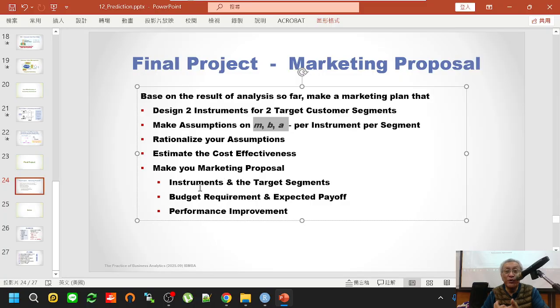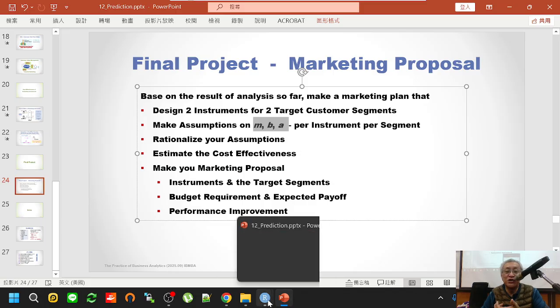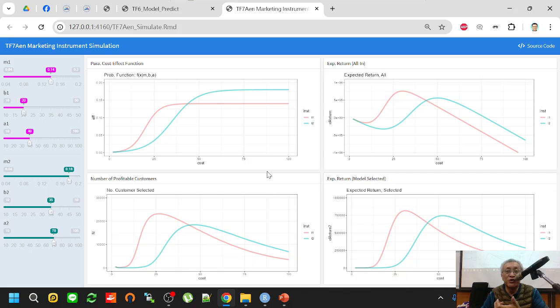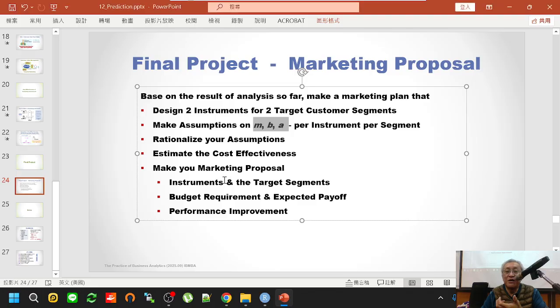And as I show here, after simulation you will know the budget requirement and also the expected payoff, right? So I want you to report the performance improvement, right, in terms of revenue, in terms of profit, right? Okay, in terms of gross margin, perhaps. So that is basically the plan that we want to do.